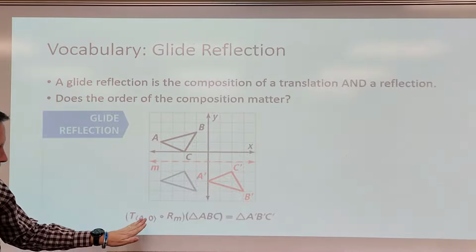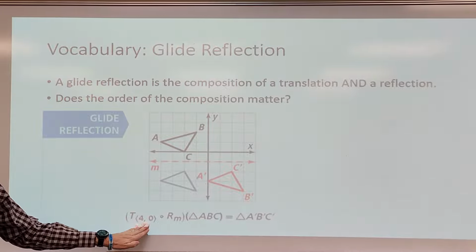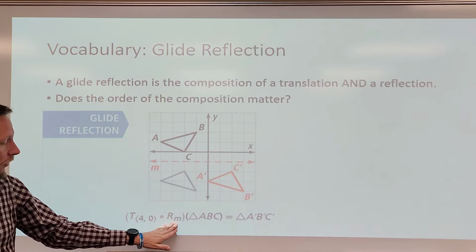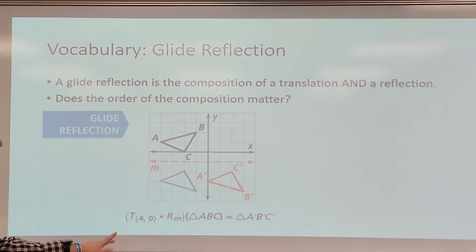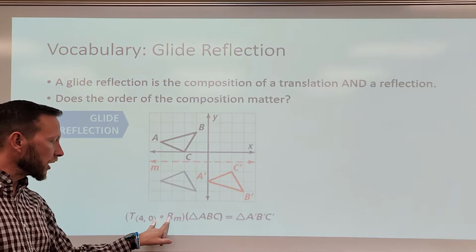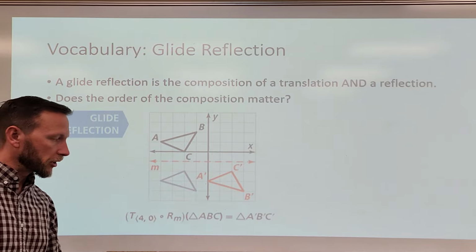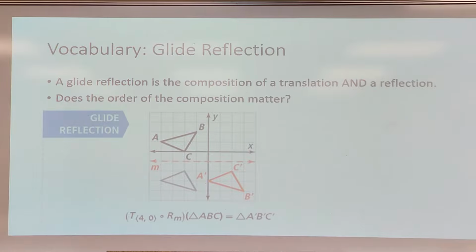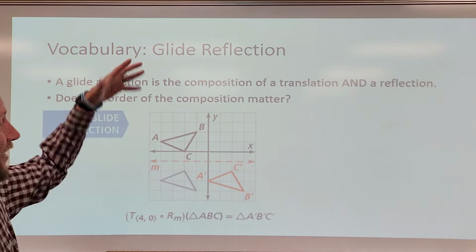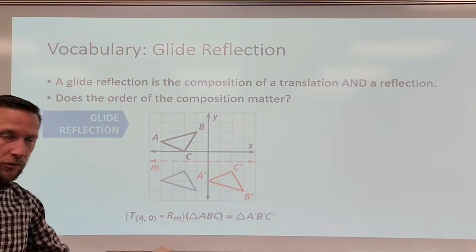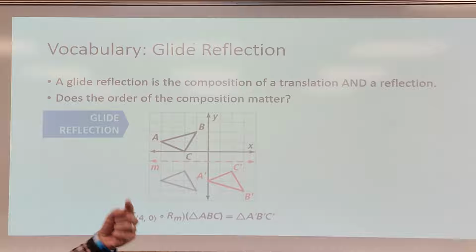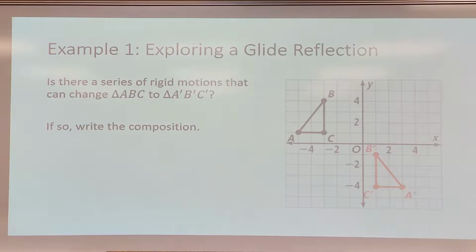So if we have a translation to the right 4, up or down 0, of the reflection over line M of triangle ABC, does it matter if we switch those? Does it matter if we do the reflection of the translation of triangle ABC? So we'll explore that, but go ahead and have that vocabulary down. Obviously a lot less content on this because we've already explored translations and reflections, and we're just combining those concepts together today.